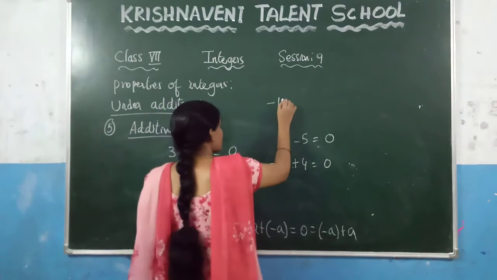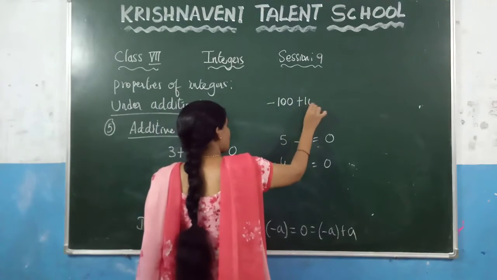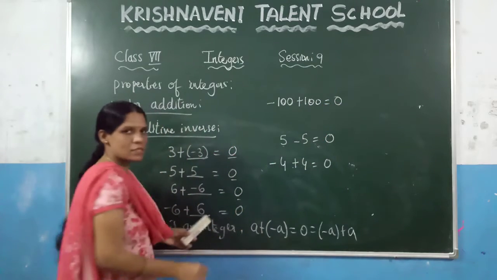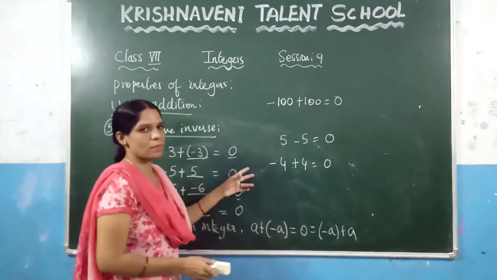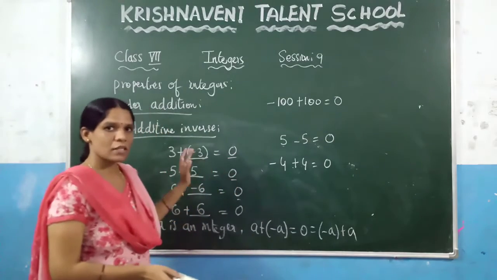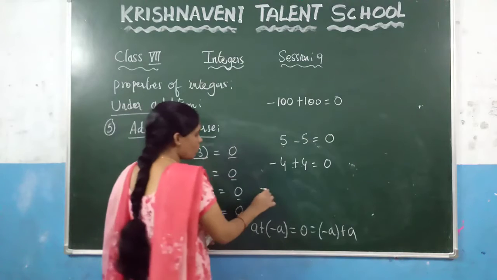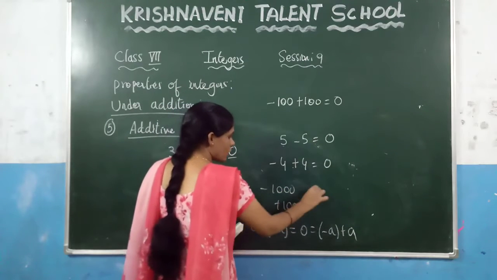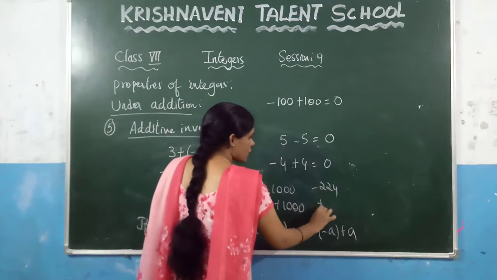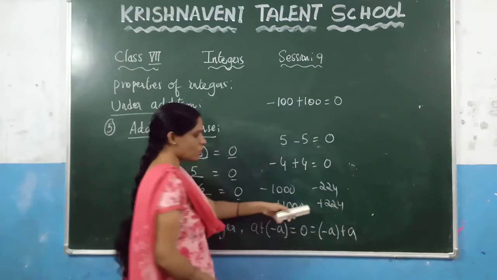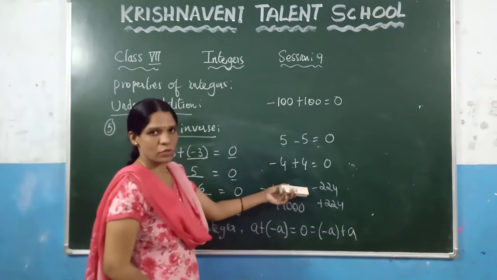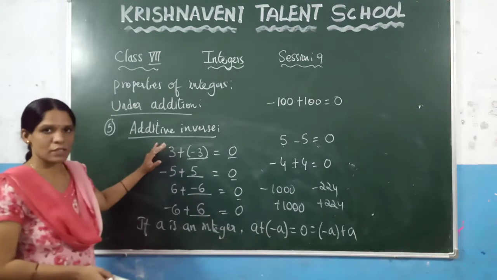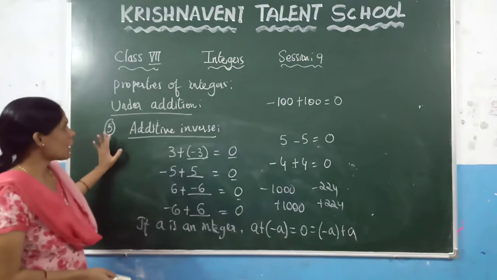What is the additive inverse of minus 100? Which is nothing but plus 100, because after adding these two, you always get the result as 0. Just change the symbol so that you get the additive inverse of the given number. What is the additive inverse of minus 1000? Plus 1000. What is the additive inverse of minus 224? Which is nothing but plus 224. What is the additive inverse of plus 224? Minus 224. Just change the symbol so that you get the additive inverse of the given integer.